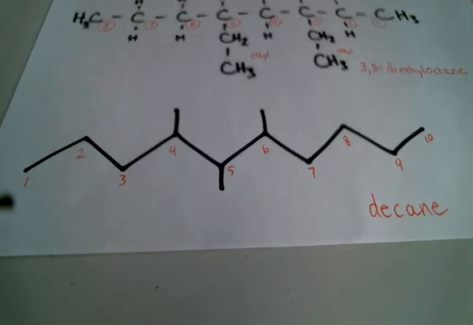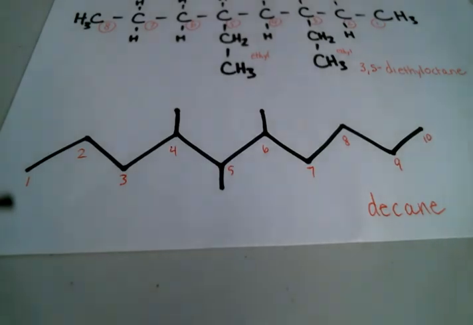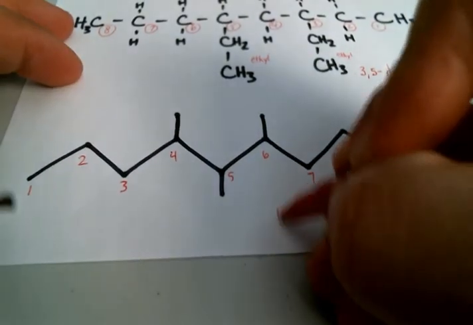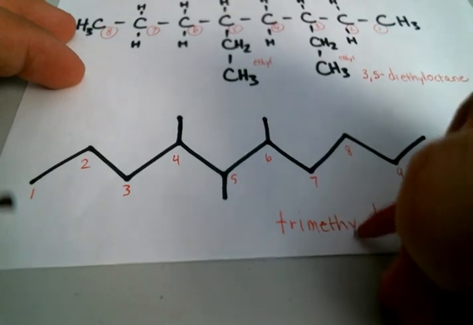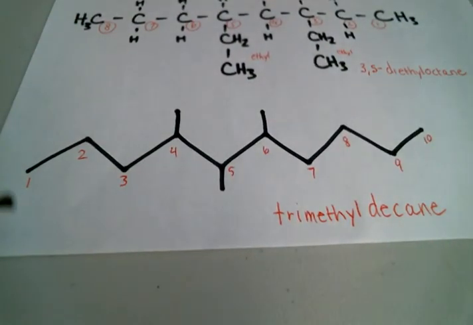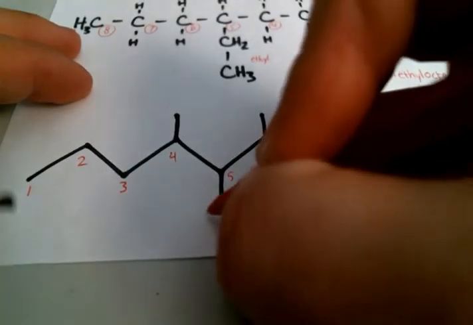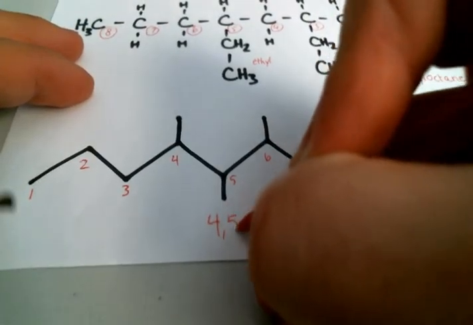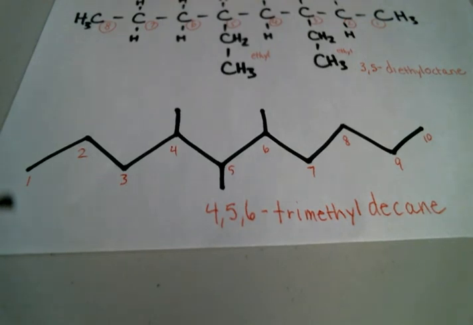And this decane has a methyl on 4, a methyl on 5, and a methyl on 6. So that'll be some trimethyl that we'll be adding on to here. And we need to indicate which carbons those methyl functional groups are on, which are 4, 5, and 6. So we're going to put 4,5,6 trimethyl decane. And that is the name of that molecule.